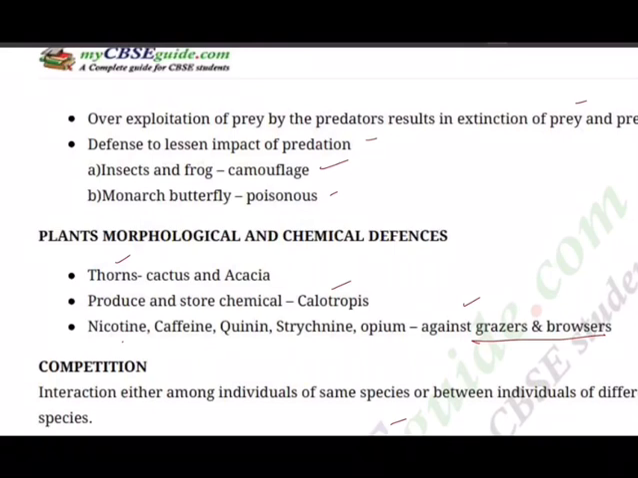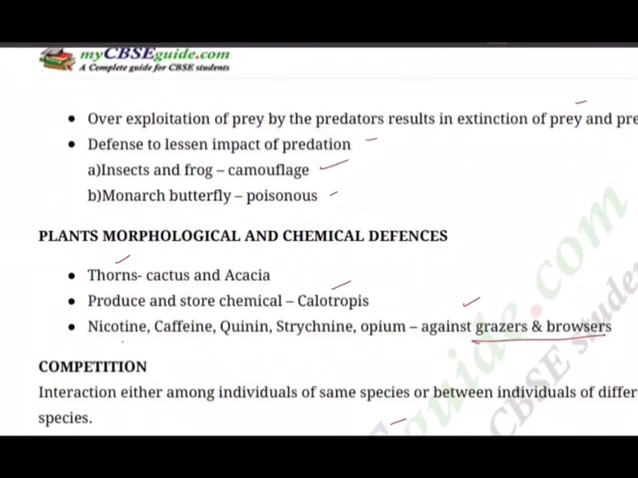Recollect from your memory, we have put in the table: if it is beneficial, we have put plus; if it is neutral, we have put 0; if it is detrimental, we have put minus. So accordingly, there are 6 types of population interactions. The different ways in which populations of two different species interact with each other can be summarized under the following headings, like what we have been studying.